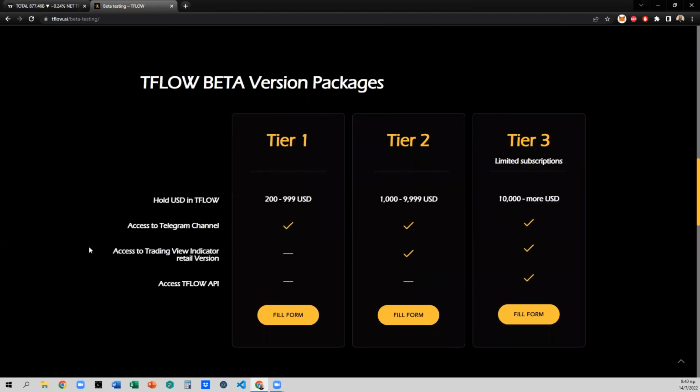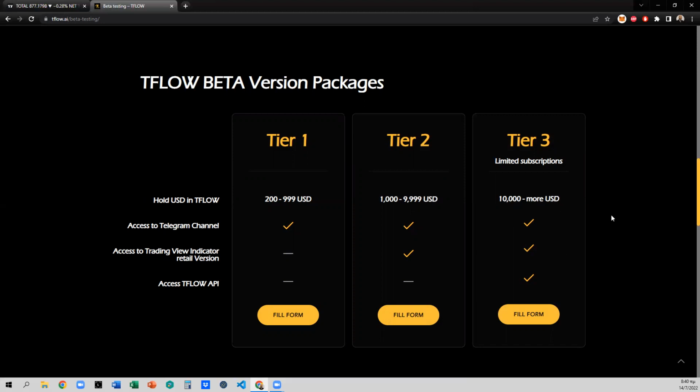So anyone that owns from 200 USD value in TFLOW to almost 1,000 can get access to our Telegram group, which generates all the signals. If you are a tier 2 holder, which means that you have over and above 1,000 USD in TFLOW tokens, then you get access to our TradingView indicator.